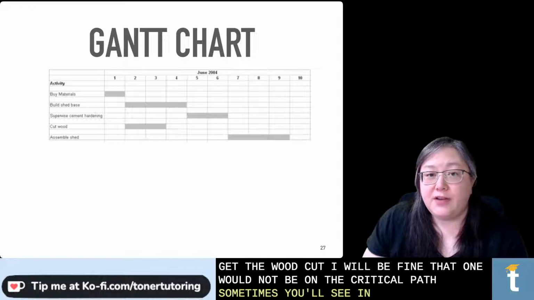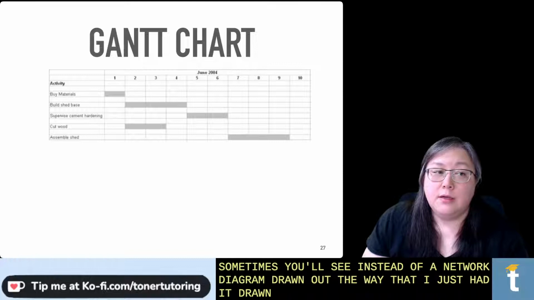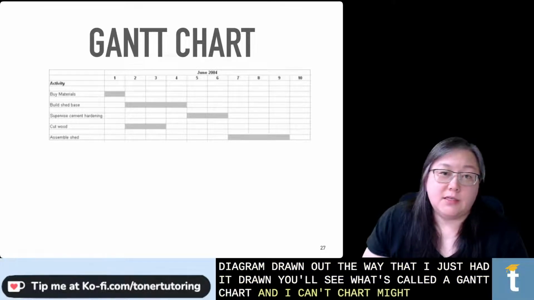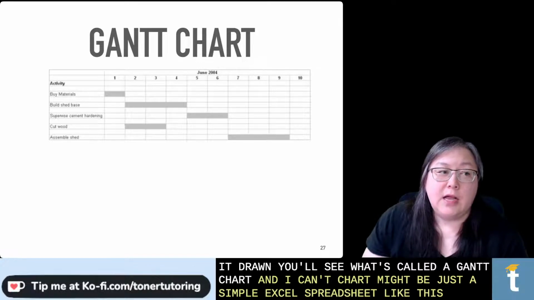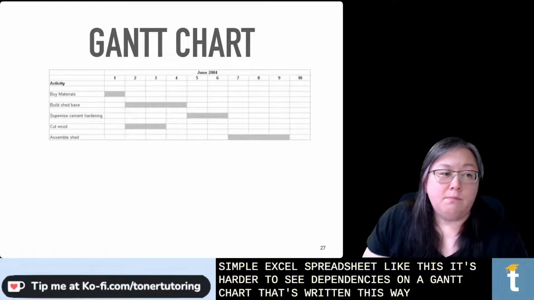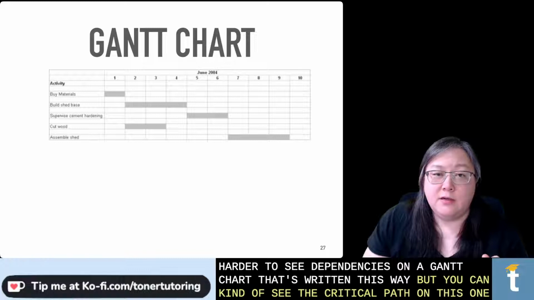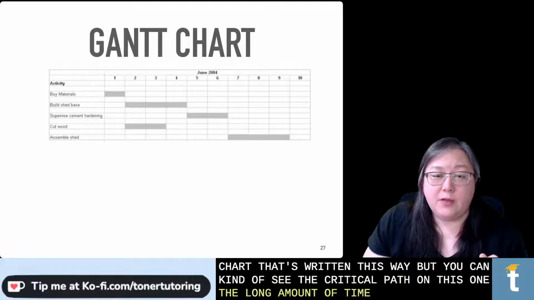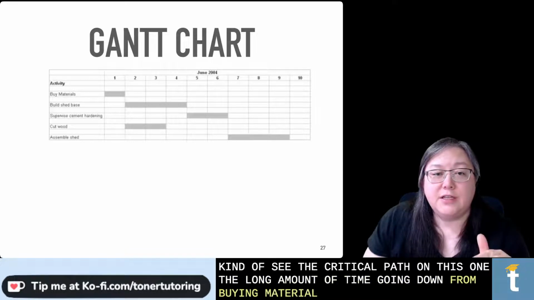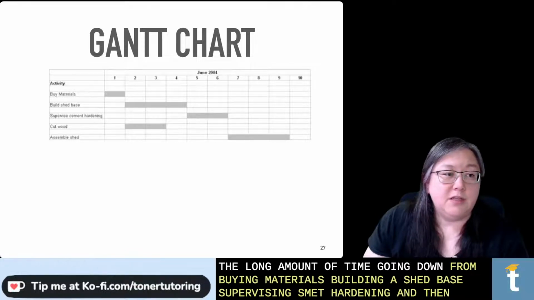Oftentimes you'll see, instead of a network diagram drawn out the way that I just had it drawn, what's called a Gantt chart. And the Gantt chart might be just a simple Excel spreadsheet like this. It's harder to see dependencies on a Gantt chart that's written this way, but you can kind of see the critical path on this one. The long amount of time going down from buying materials, building the shed base, supervising cement hardening, and then assembling the shed.